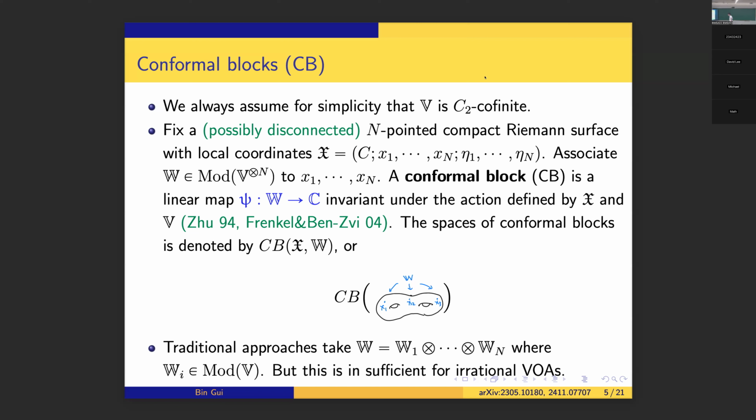Here I want to point out one very important difference between our setting and the traditional setting of conformal blocks. Traditionally, when people study conformal blocks, they like to take this W to be a tensor product of V modules. But if you take W to be in this form, then you cannot cover the pseudo-q-traces. In order to get pseudo-q-traces, we have to consider modules of tensor product VOAs, which cannot necessarily be written as tensor products of V modules or their direct sums. So this is a very important difference between our setting and the conventional setting.